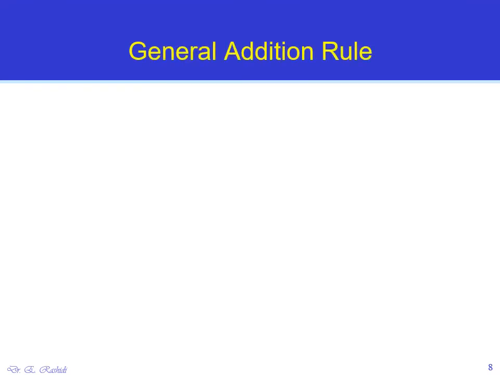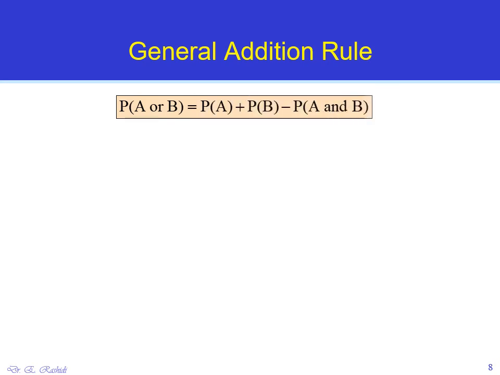The next rule is the general addition rule. This rule states that the probability of A or B, we have or here, is equal to the probability of A plus probability of B minus the joint probability of A and B happening together. So this is how we can find the probability of A or B.